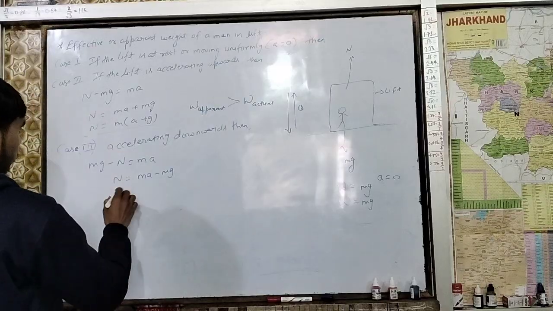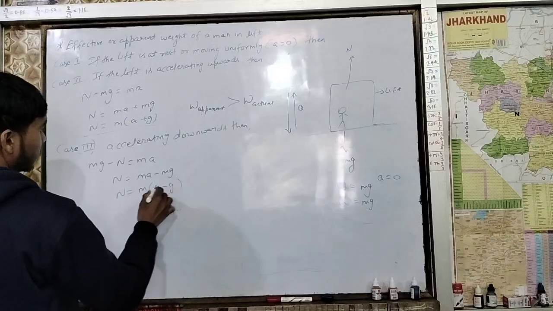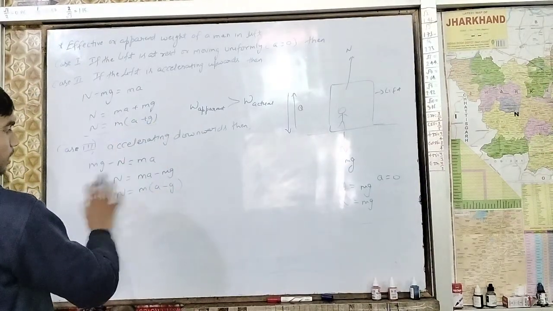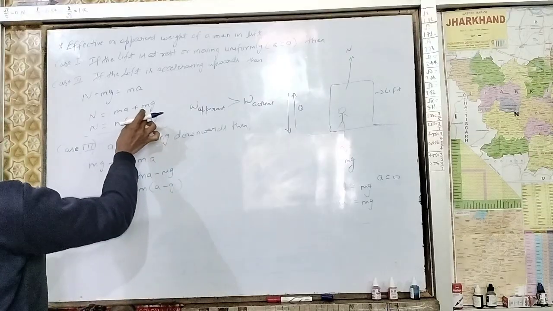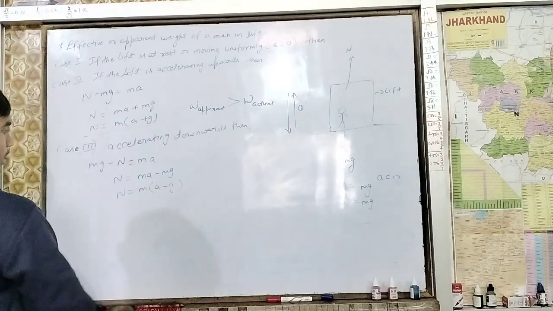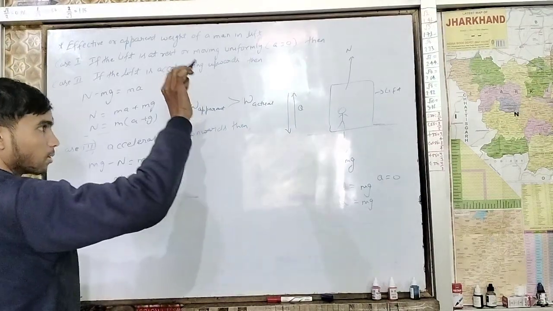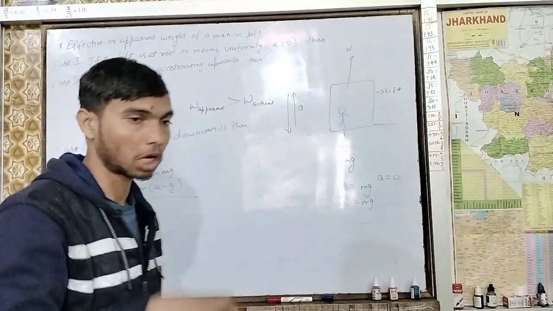M common, m times (g minus a). Just see, we just replaced the positive sign by a negative. That's it, everything is the same. This equation will be used when the lift is accelerating downward.